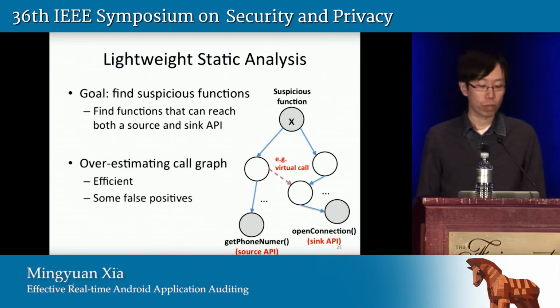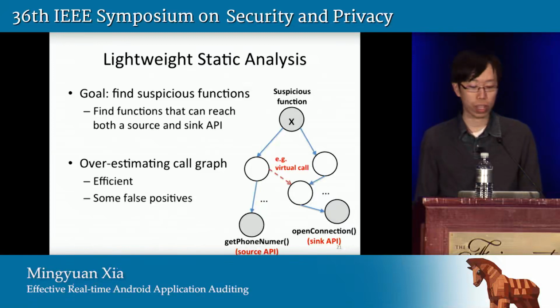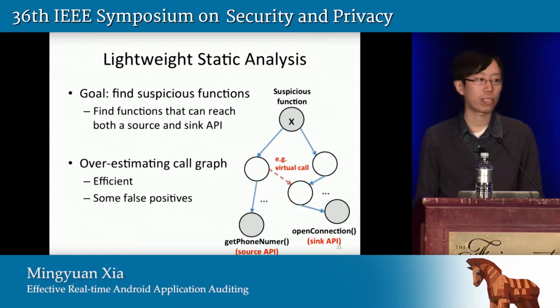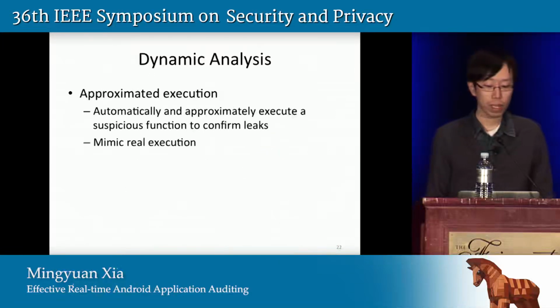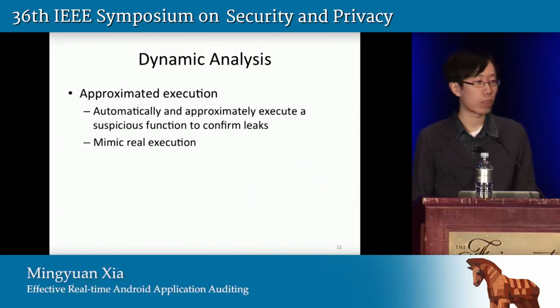For sure, there are a lot of practical challenges, for example, virtual calls and reflections, and we simply extend those call relationships, which results in an overestimating call graph. This call graph can be constructed and analyzed efficiently, but it has some false positives as a result. Next, we depend on our dynamic analysis to remove those false positives.